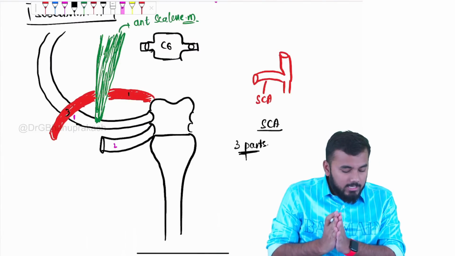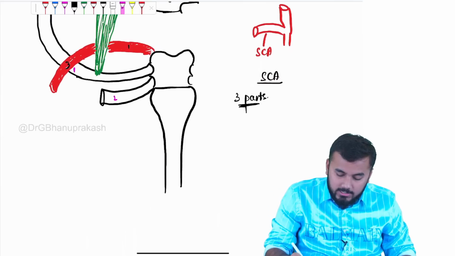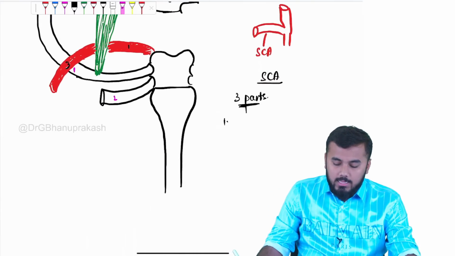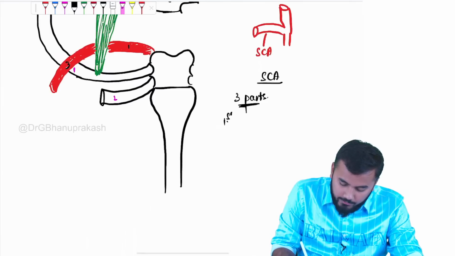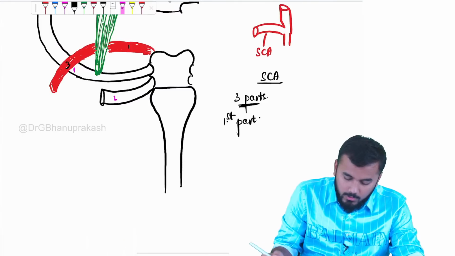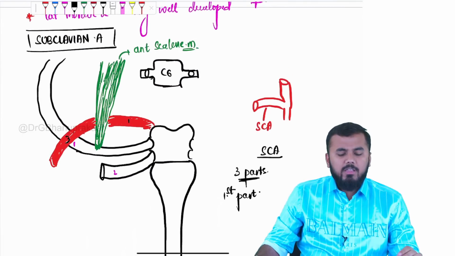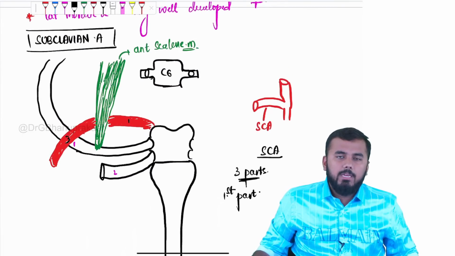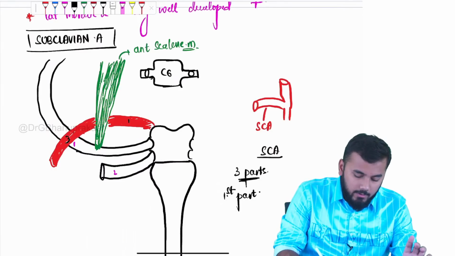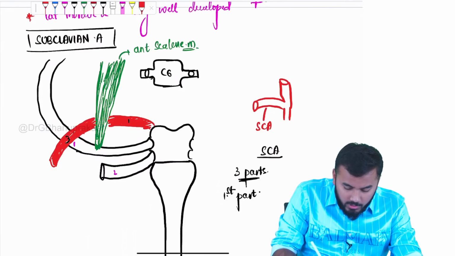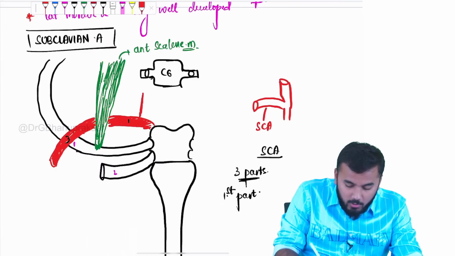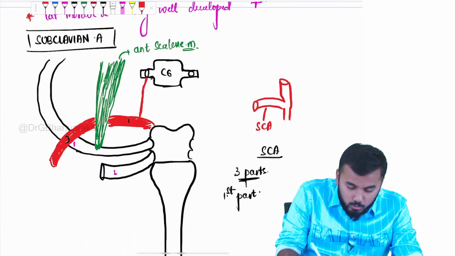Now what are the branches? First of all, let us discuss the first part. The first part has many branches, guys. Look here very carefully now. One branch ascends above like this, passes through these openings and goes out.